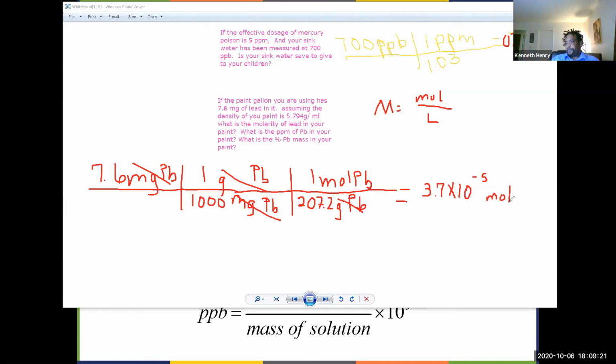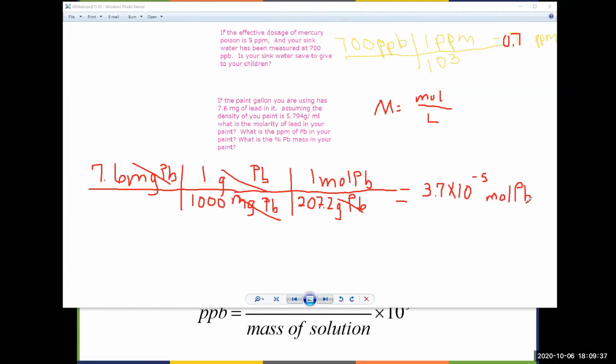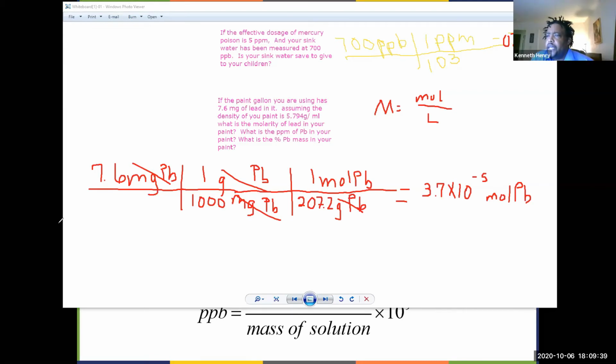Okay. So am I done? Oh, no. So this gives me the moles of lead. And what is my solution? 1 gallon. It's 1 gallon. So if I have 1 gallon, and I want liters, right? Because it's moles per liter. How do I convert my gallon to liters?